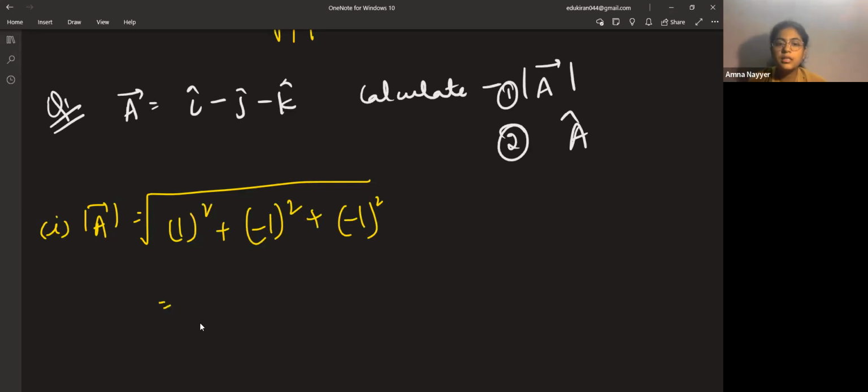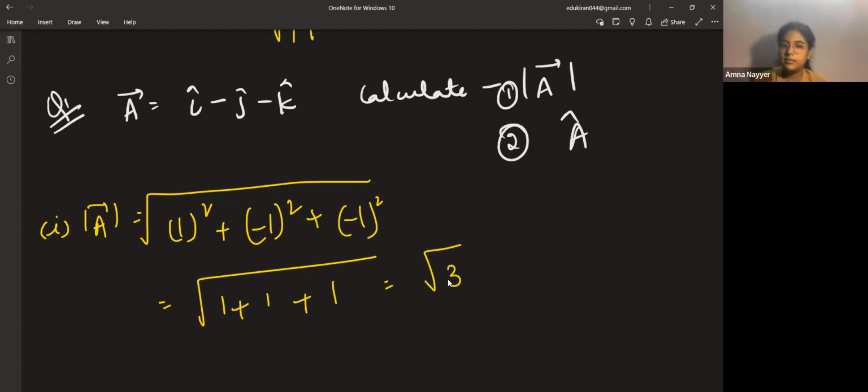Now look here. Under root. What is 1 square? It's 1 plus. What is -1 square? -1 into -1 is 1. So the total is 3. Yes? The answer is 3. Root 3. It would be root 3. Yes. -1 into -1 is 1. So that becomes root 3.